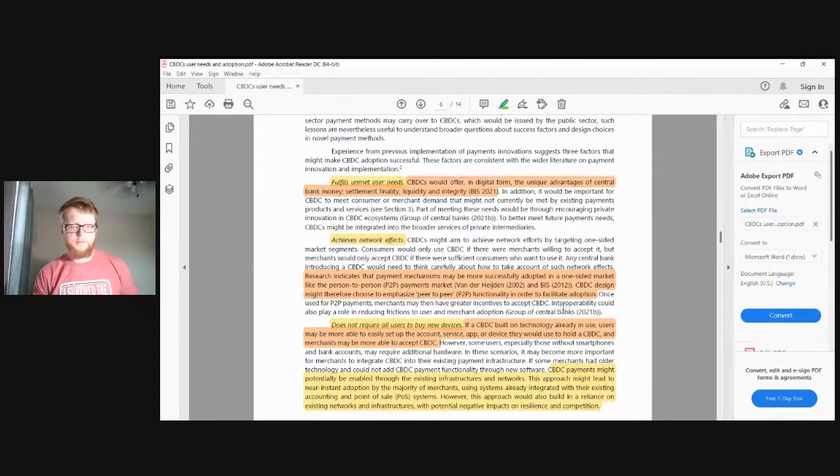Achieving network effects for the second one. This includes payment mechanisms, and they may be more successfully adopted in a one-sided market, like a person-to-person payment market. So a CBDC design might therefore choose to emphasize peer-to-peer functionality, like some cryptos, in order to facilitate adoption, right? So basically having network effects.